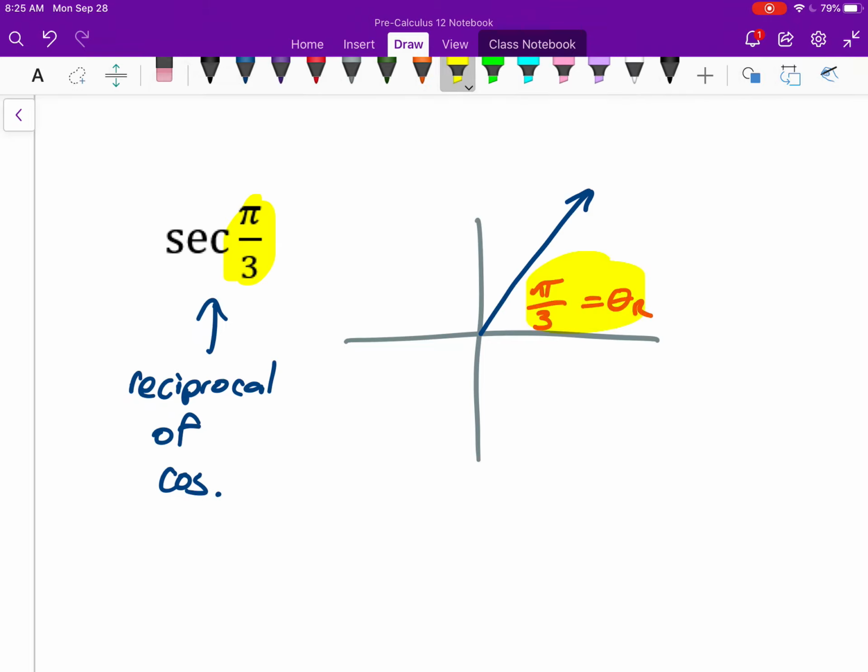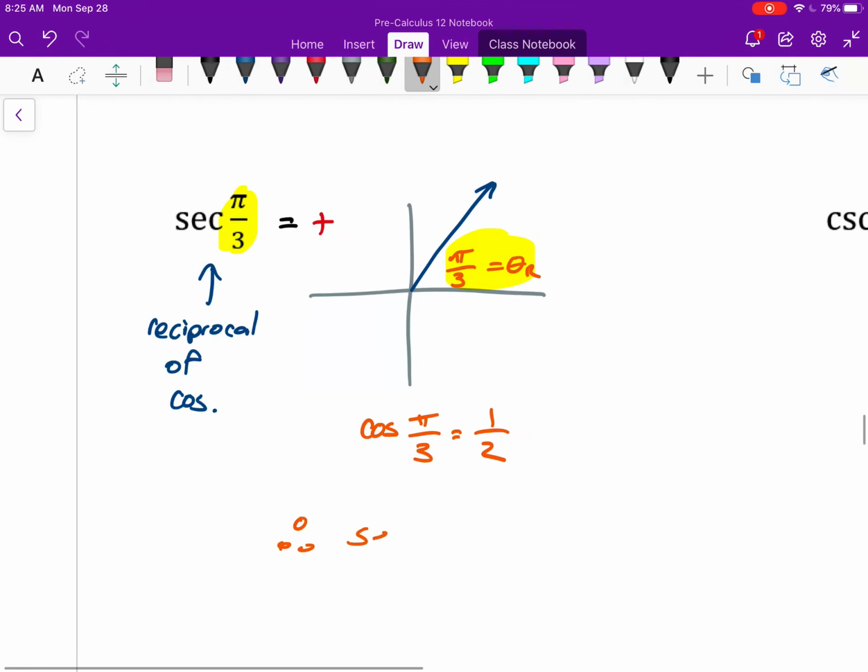And so again, let's think about cosine. Maybe I'll say this: in the first quadrant, cosine is positive. And so I know my answer is going to be positive. And so what is the cosine of 60 degrees? Or what is the cosine of pi over 3? The cosine of 60 degrees is 1/2. So therefore, the secant of pi over 3 is the reciprocal of 1/2, which is 2, or 2 over 1. And there's my answer, positive 2. And again, I don't even need that plus sign. So the secant of pi over 3 is 2.